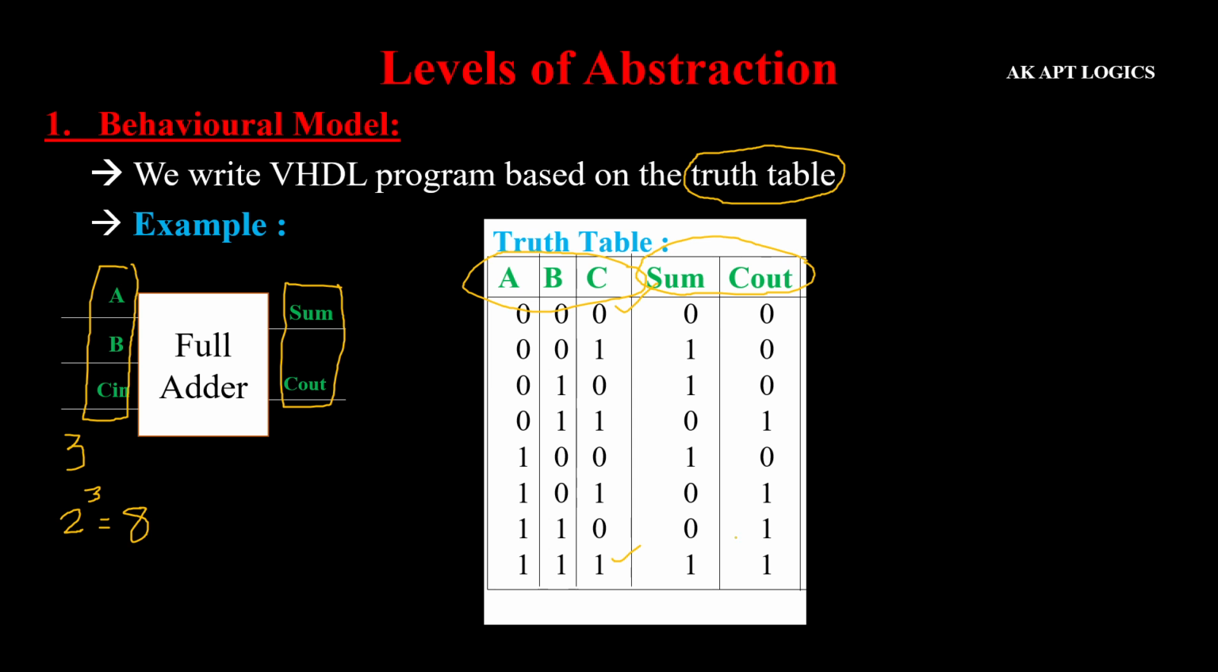Based on this truth table we write the code, or we describe the relationship between the inputs and outputs in the code. That model is called the behavioral model. Let's see the example code.